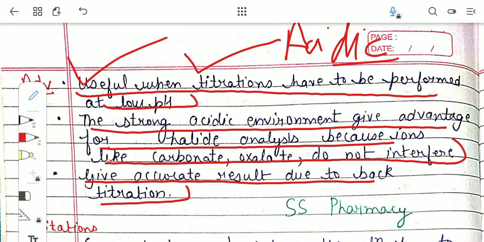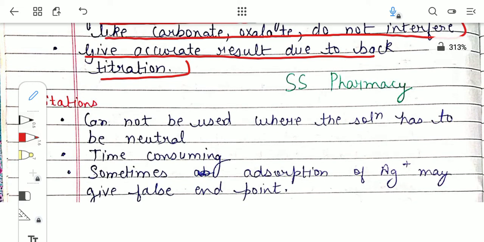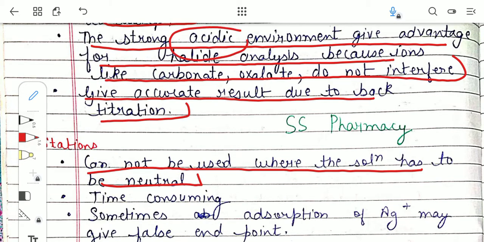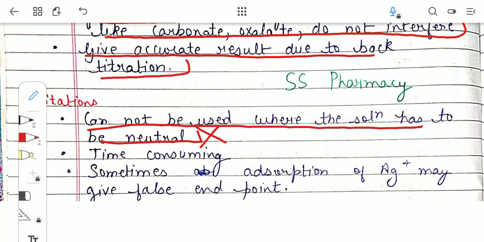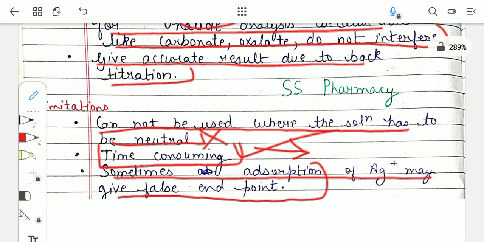Now let us discuss its limitations. This method cannot be used when the solution has to be neutral, because we said that an acidic environment is necessary. In a neutral solution this method will not be used. This method is also time consuming, because firstly we have to perform direct titration, then we have to perform back titration, so a lot of time is consumed. Sometimes adsorption of silver ion may give a false endpoint. This is all about the limitations of Volhard's method.